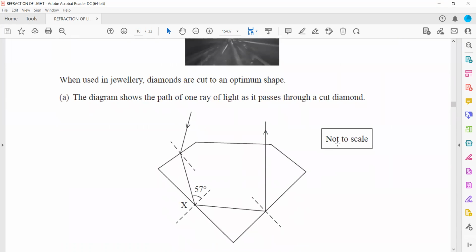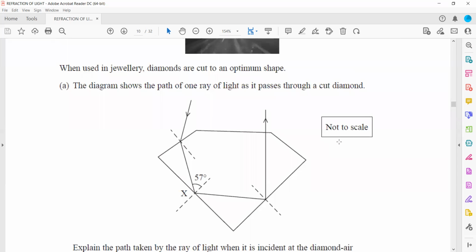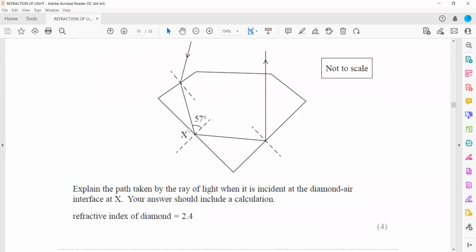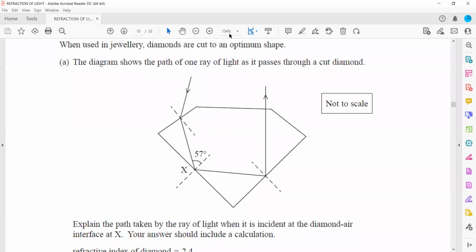The diagram shows the path of a ray of light as it passes through a cut diamond. So this is the path of the light. When it is moving from air to glass, it bends towards the normal because the speed is decreasing. Then it undergoes total internal reflection. As you can see, the angle is 57. Then it further undergoes total internal reflection. It means the angle of incidence is more than the critical angle. And then it goes out without changing direction because it is passing along the normal.